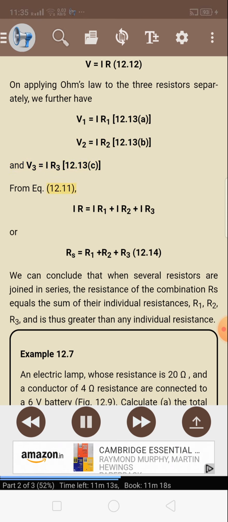From Eq. 12.11, IR equals IR1 plus IR2 plus IR3, or Rs equals R1 plus R2 plus R3 (12.14). We can conclude that when several resistors are joined in series, the resistance of the combination Rs equals the sum of their individual resistances R1, R2, R3, and is thus greater than any individual resistance.